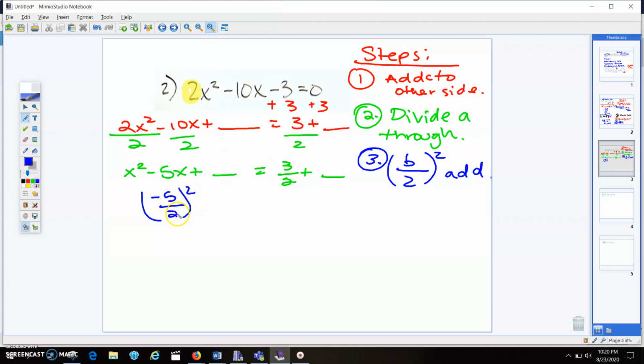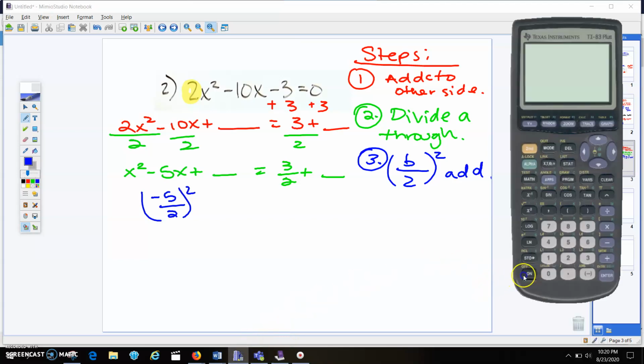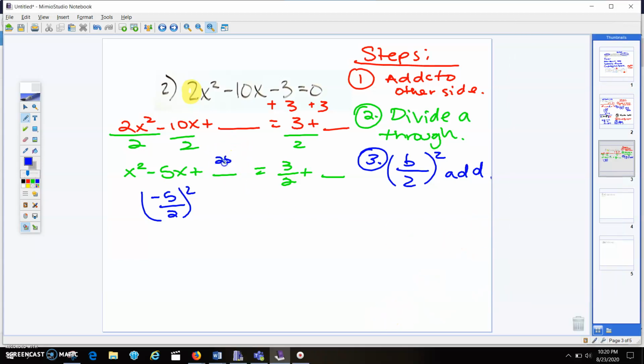So negative 5 divided by 2, we're going to go into our handy dandy calculator. We're going to go negative 5 divided by 2, and then we're going to square it, and add it to both sides. So that's going to be 6.25. Or if you want to leave it in fraction form, you can hit math frac, and that'll give us 25 over 4. I personally like fractions. I know the rest of the world does not function that way. It's okay. You can leave it at 6.25. That's fine. Our next step is going to be to factor that left-hand side.